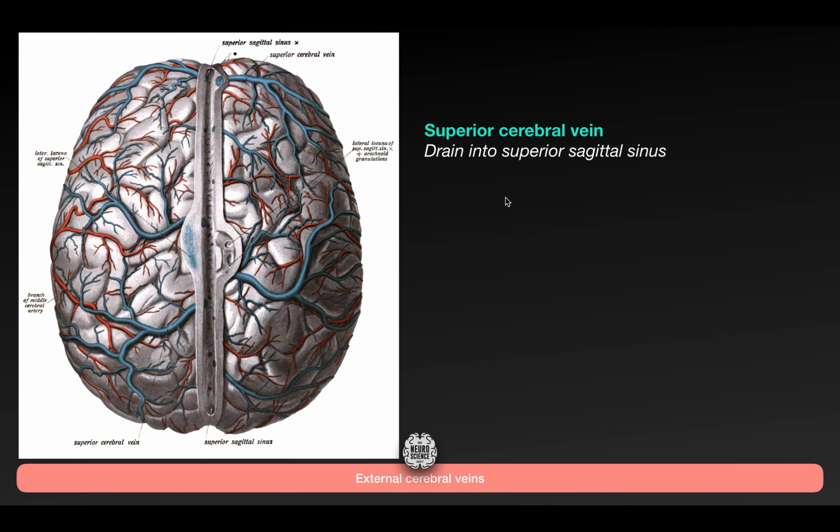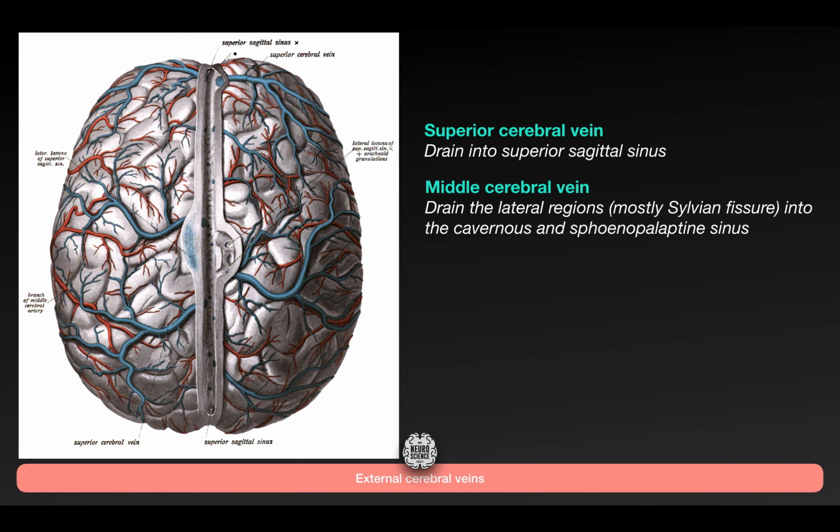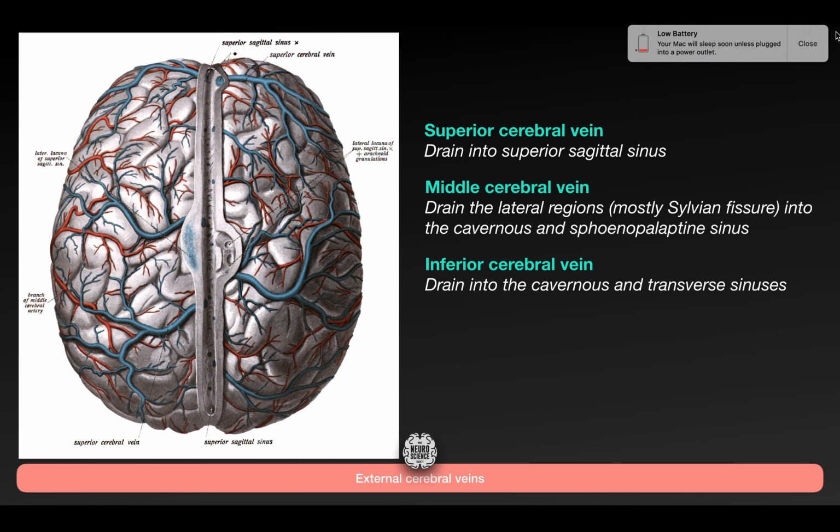You have the superior cerebral vein. Okay, this is the superior cerebral vein. It drains the superior portion of the cerebrum externally into the superior sagittal sinus. The middle cerebral vein, and then the inferior cerebral vein.